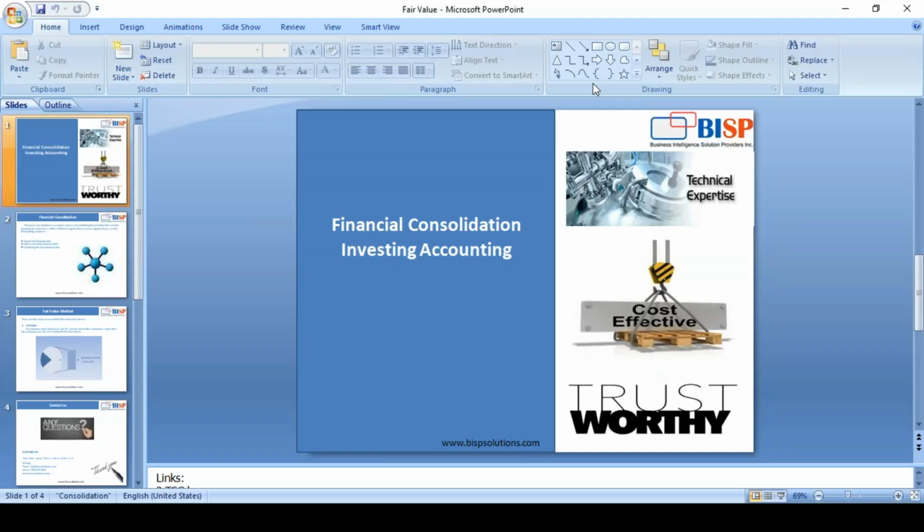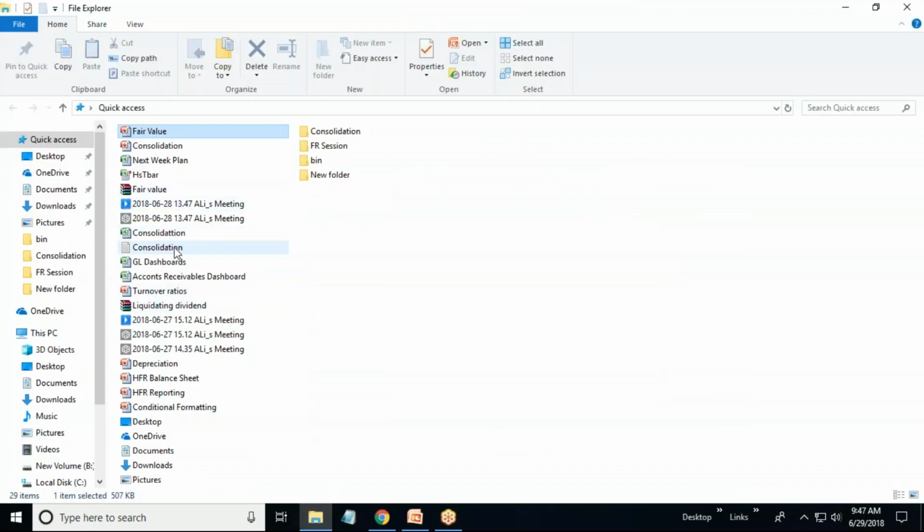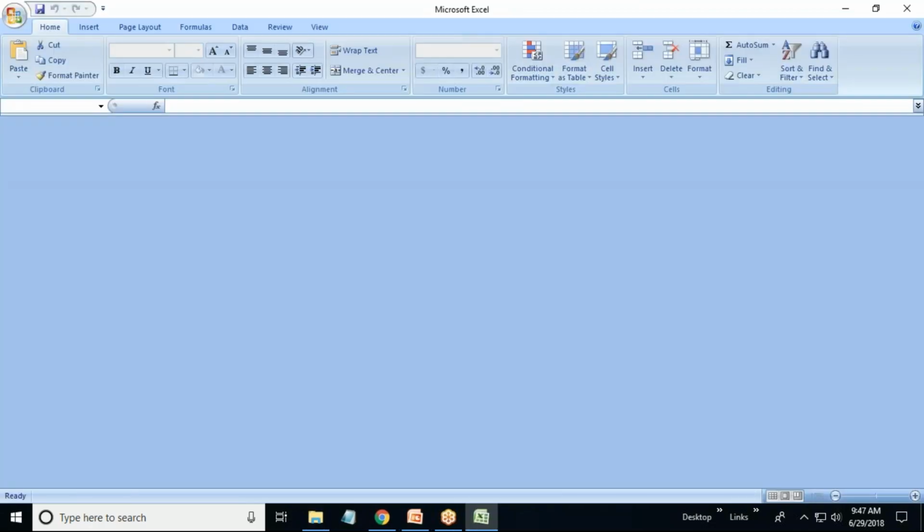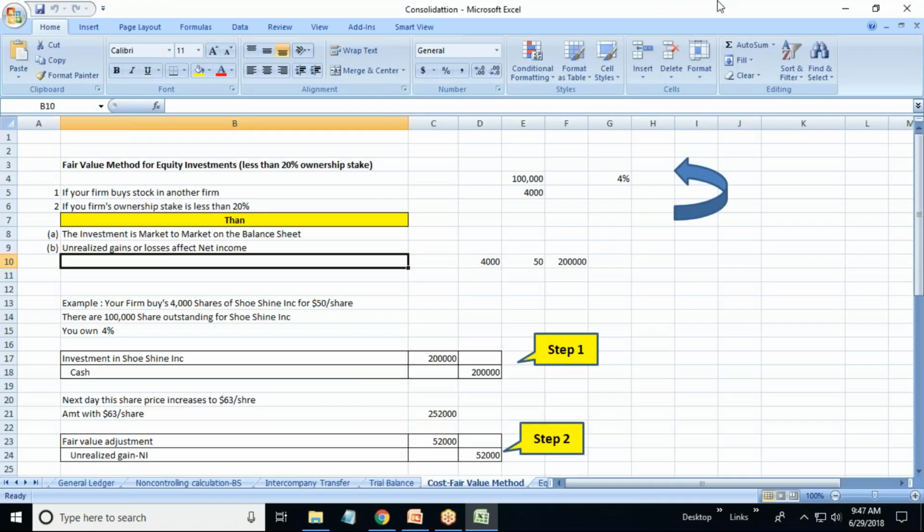So here we go with the example. If your firm buys stock in another firm and the ownership stake is less than 20%, then the investment on the balance sheet is marked to market. You need to record the unrealized gains or losses, which affect the net income as well.